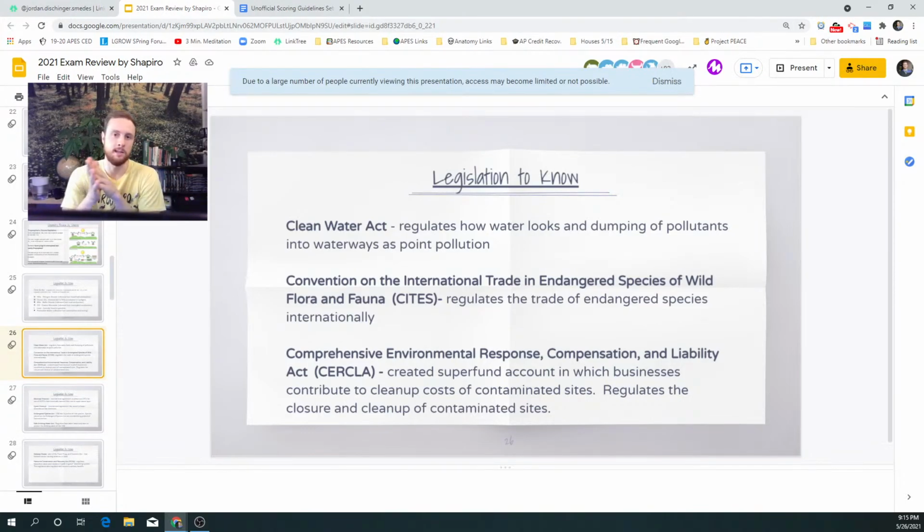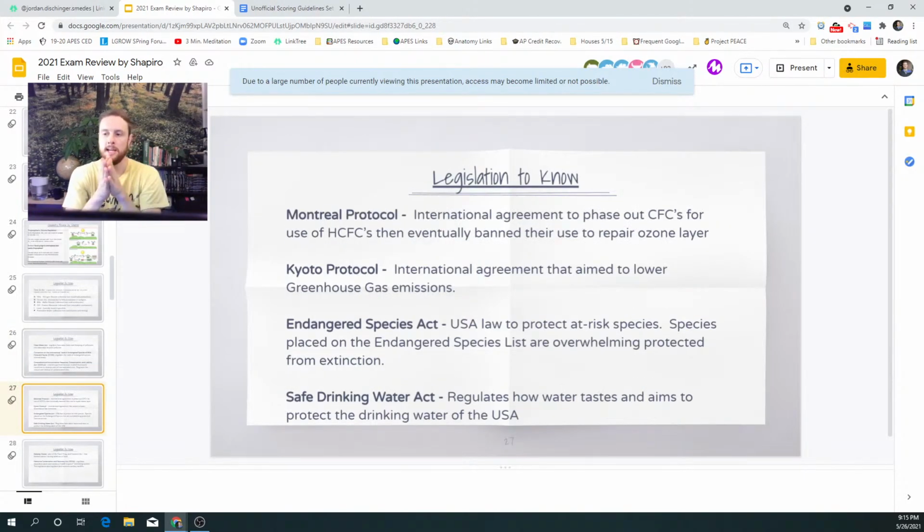You have CITES. This is basically the Endangered Species Act for the whole world. So a key distinction to make is between CITES, which is no trading endangered species for the whole world, and the Endangered Species Act, which is no trading endangered species or destroying their habitats for the U.S. We'll take a look at the Endangered Species Act here. It gives the U.S. government the ability to actually buy land and protect it if it's critical for endangered species habitat.